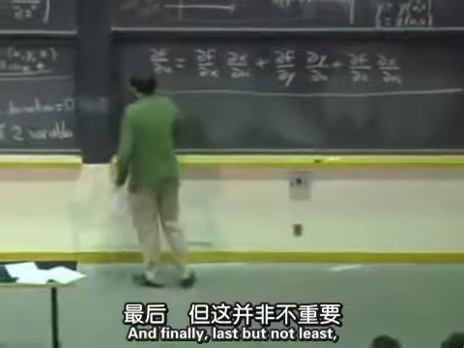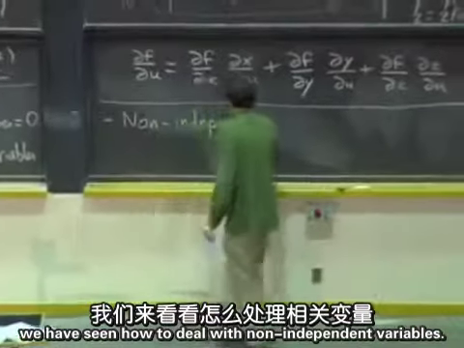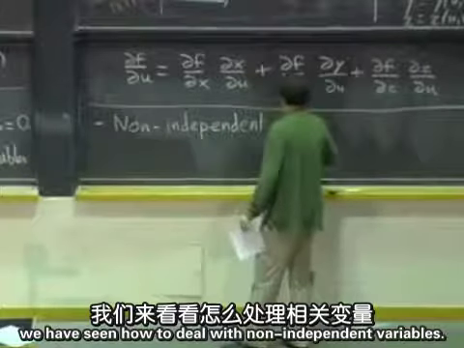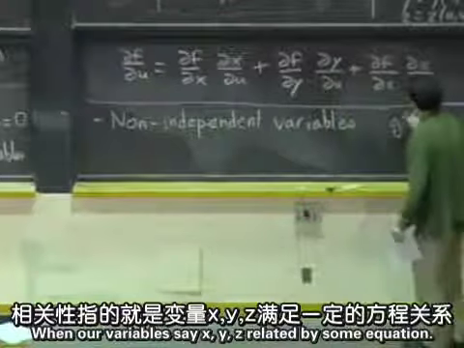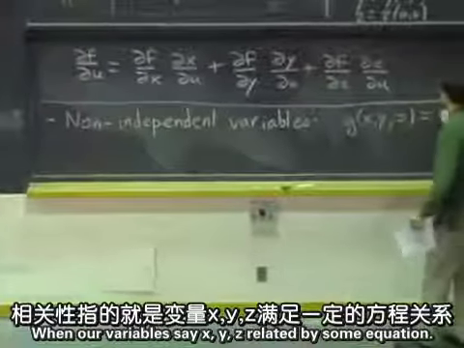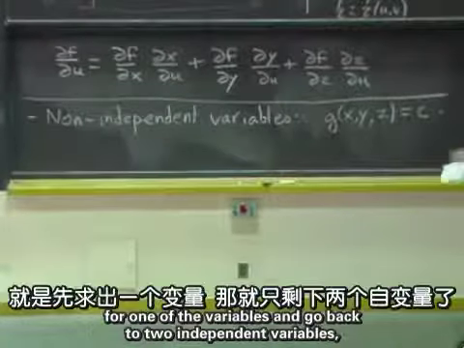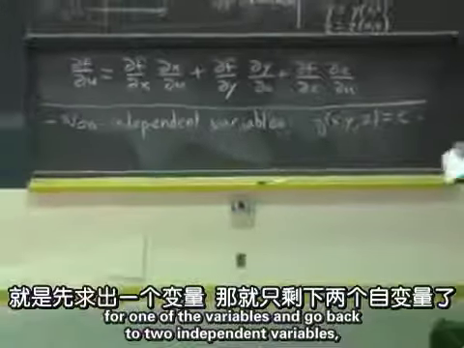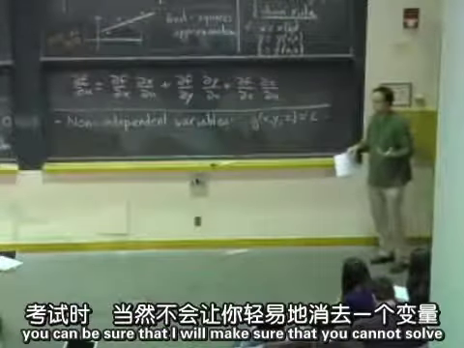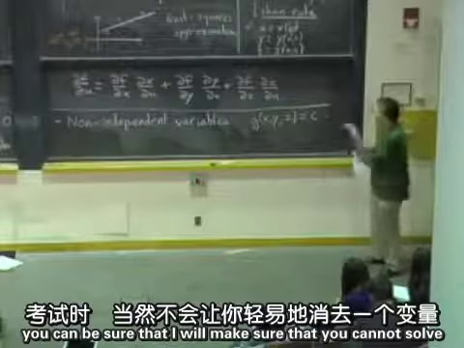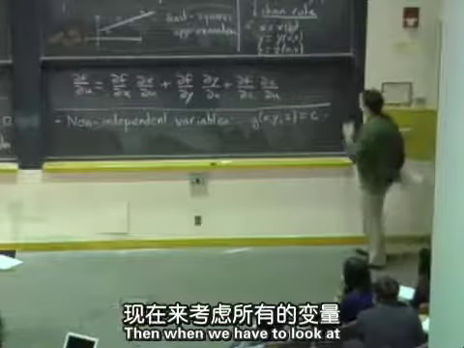And finally, last but not least, we've seen how to deal with non-independent variables. So when our variables, say x, y, z, are related by some equation. One way we can deal with this is to solve for one of the variables and go back to two independent variables. But we can't always do that. Of course, on the exam, you can be sure that I will make sure that you cannot solve for the variable you want to remove, because that would be too easy.